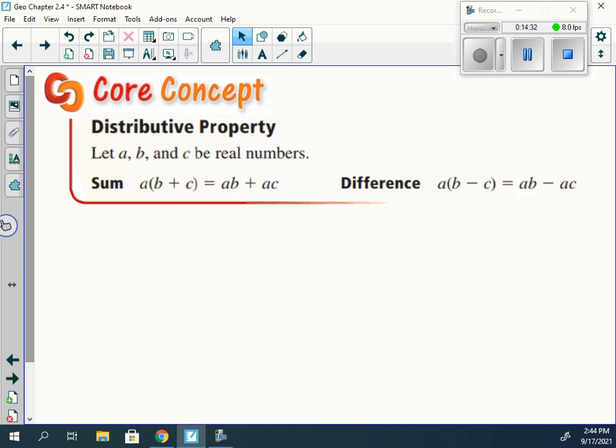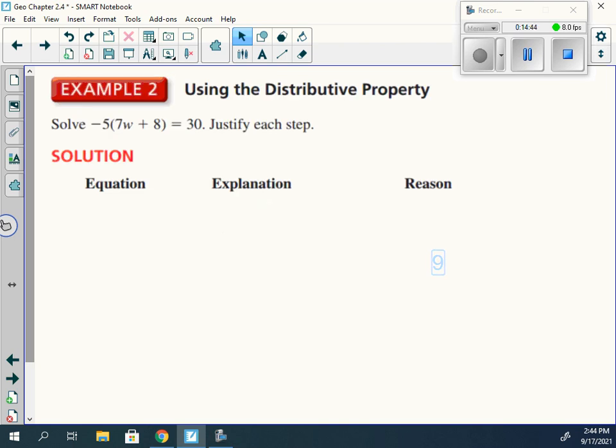Now the next thing we're looking at is the distributive property. Well, distributive property is just using our parentheses, and we will multiply through. So these are written a little differently. We're solving negative 5 times (7w plus 8) equals 30. We're going to solve this here.